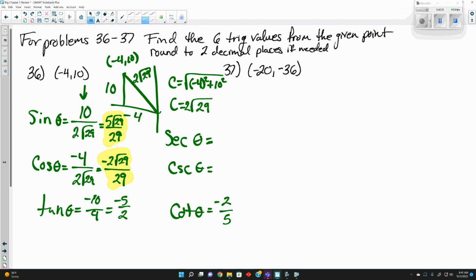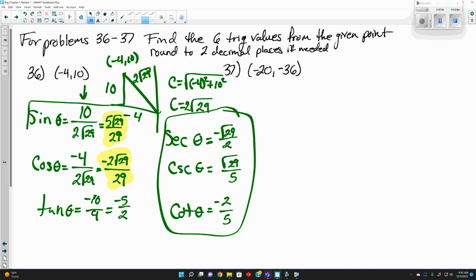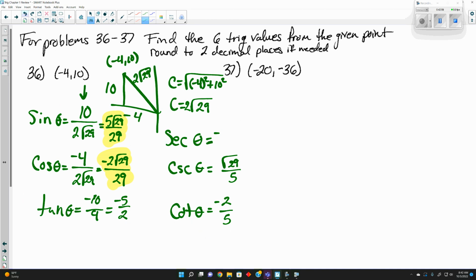And if we flip that, this would be the square root of 29 over 5. But it is perfectly all right to plug it in as 29 over 5 square root of 29. Flip that fraction, hit enter, and the calculator will simplify it for us. The same thing with cosine, which is going to give us negative square root 29 over 2. We get this here.